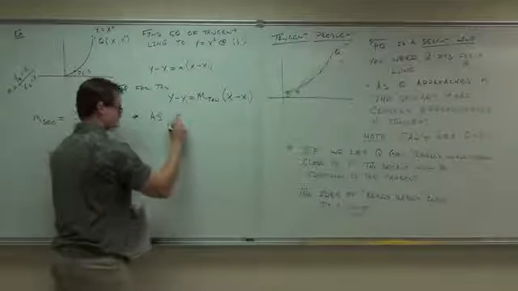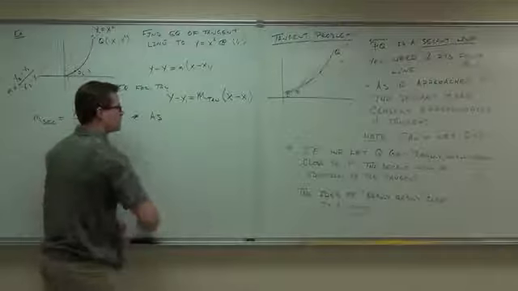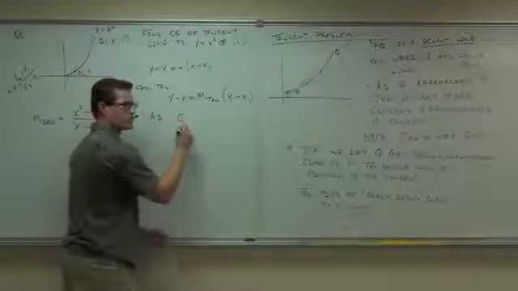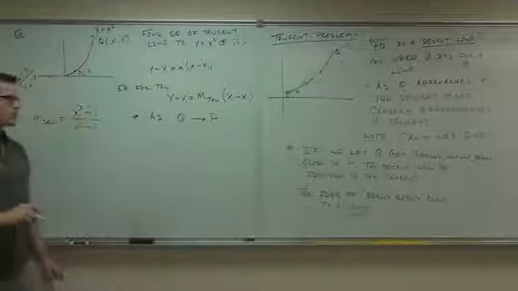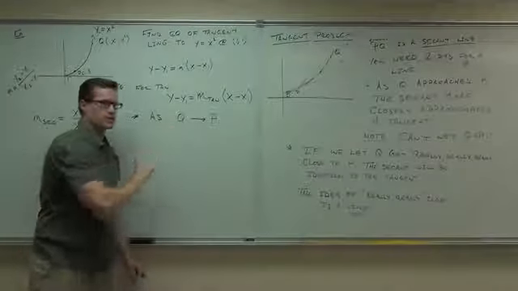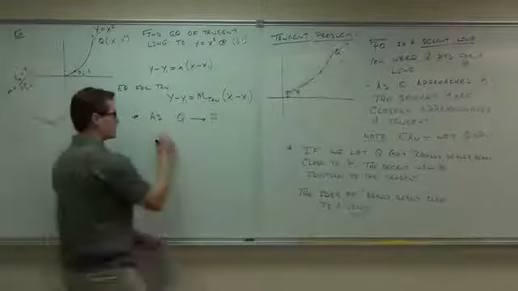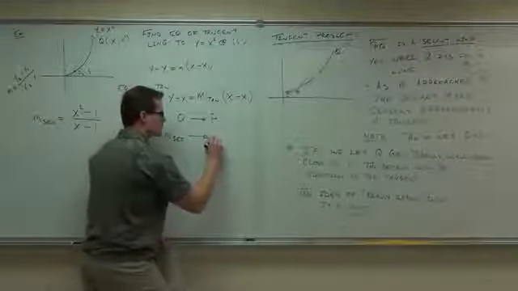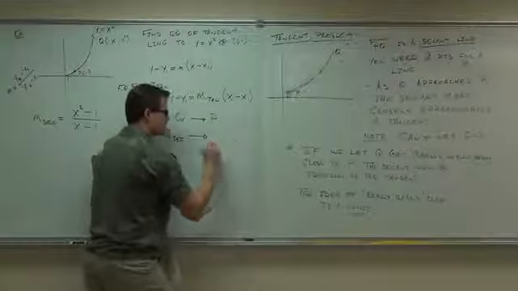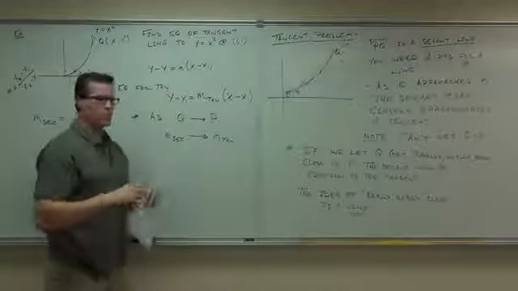As Q, I'm going to use a new symbol here, approaches P. That means as Q gets really close to P without touching, the slope of the secant line approaches the slope of the tangent line. Would you agree with that statement?